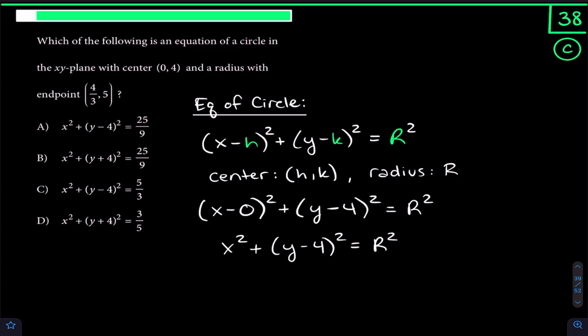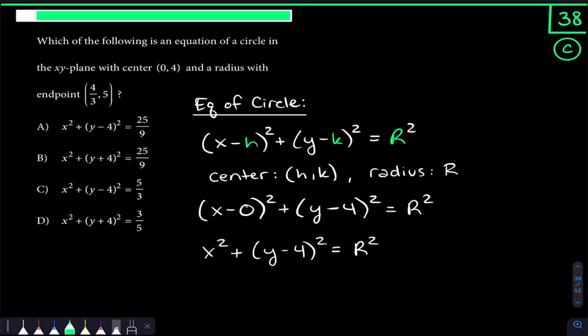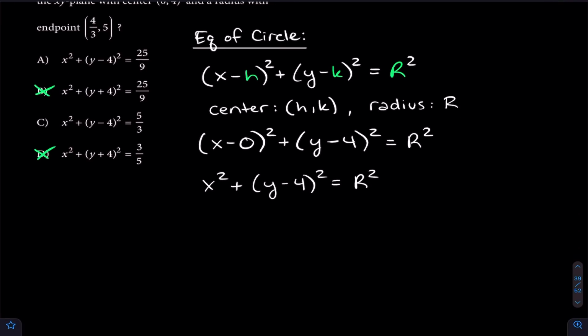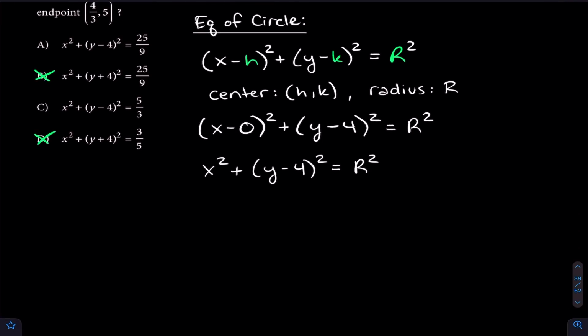Looking at this now and comparing to our answer choices, we can see that it's not choices B or D because they have a y plus 4 there. And that's where they're trying to get you. They really do try to get you with remembering this minus sign. That minus sign is extremely important because, let's say our center was (0, negative 4) instead. A lot of people will still say it's y minus 4 squared, and that's just not true. You can think about it as always doing the opposite of the sign.